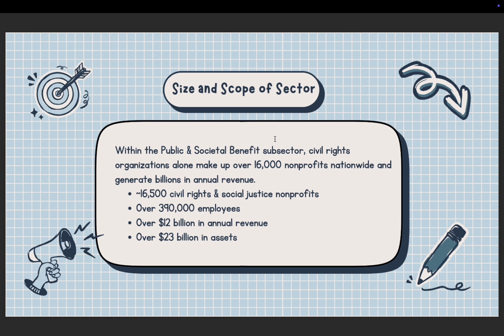As for the size and scope of the sector, within the public and societal benefit subsector, civil rights organizations alone make up over 16,000 nonprofits nationwide and generate billions in annual revenue. To be a little more specific, 16,500 civil rights and societal justice nonprofits exist, with over 390,000 employees. They make over $12 billion in annual revenue, and there's over $23 billion in assets.